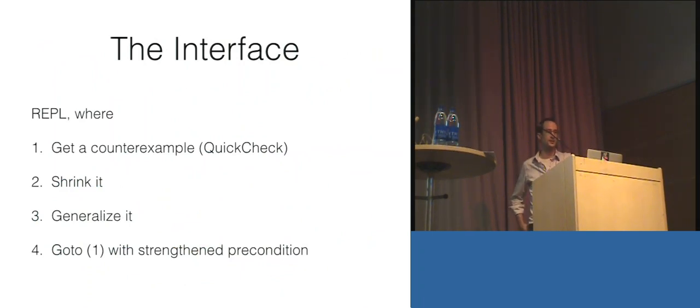Okay, so the interface then is getting a counterexample. It can come from QuickCheck. It's integrated with QuickCheck to do the counterexample discovery, but you don't necessarily have to use it. We shrink it, generalize it, and then go to 1 to try to find new counterexamples with this strengthened precondition.